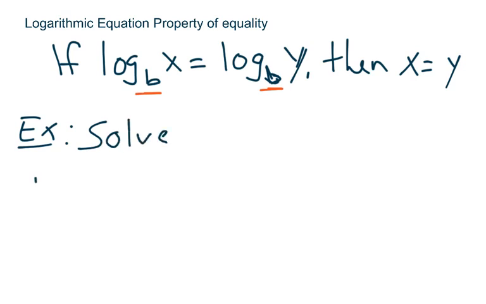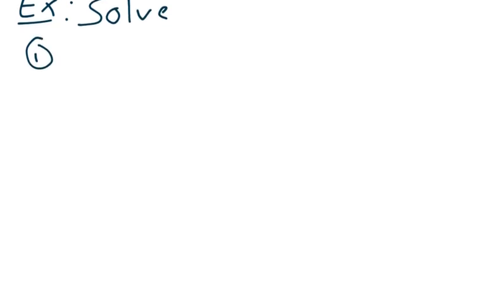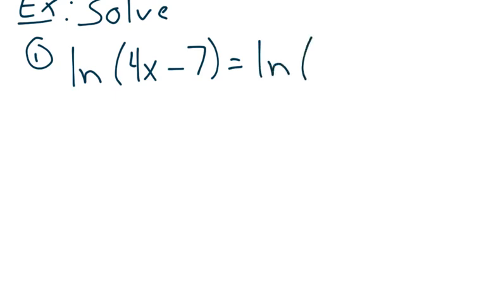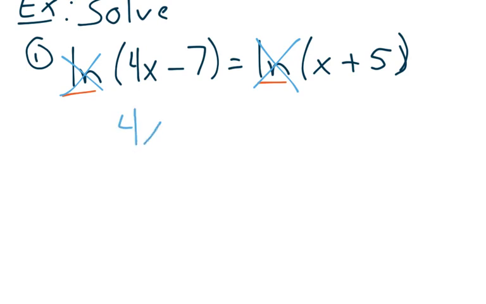So solve number 1. Says natural log of 4x minus 7 is equal to the natural log of x plus 5. So the bases are the same. They're both natural logs, log base e. So if we're taking the natural log of both sides, we can really think of it as they're not there at all. We'll just drop them both and set the insides equal to each other. 4x minus 7 is equal to x plus 5.